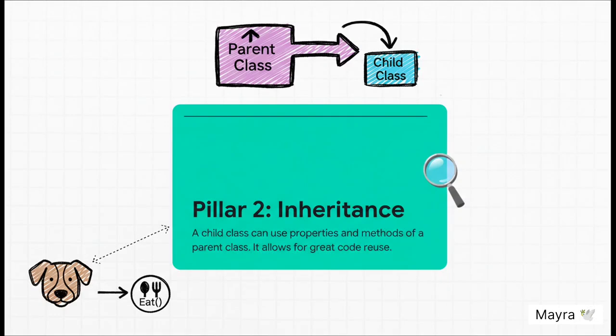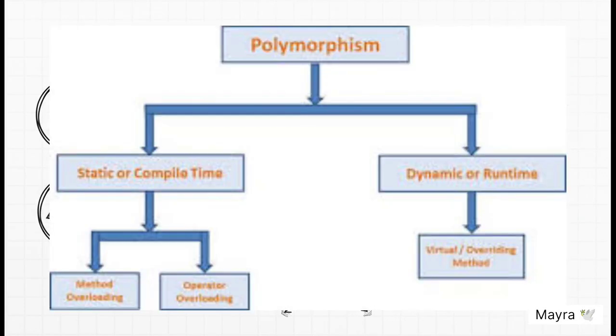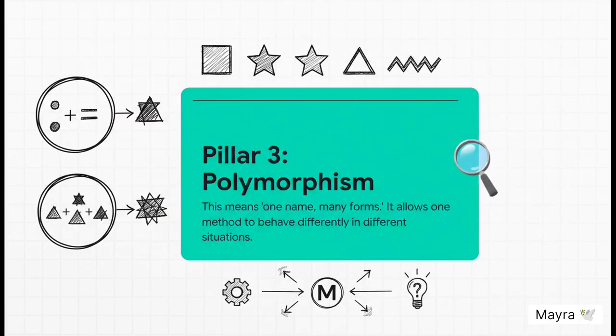It's so efficient. Pillar number 3 is polymorphism, which is a fancy word that literally means many forms. And it lets one single thing, like a method, act in different ways depending on the situation. Think about the word open. You can open a door, open a book, or open a file on your computer. Same word, different actions. That's polymorphism. It makes your code super flexible.